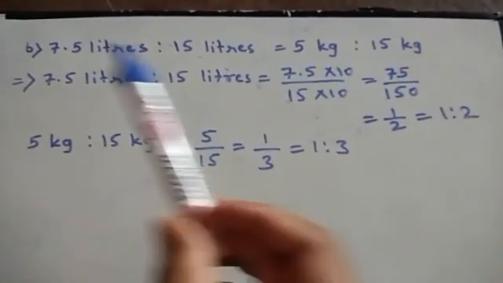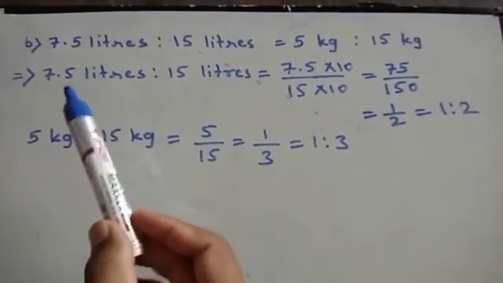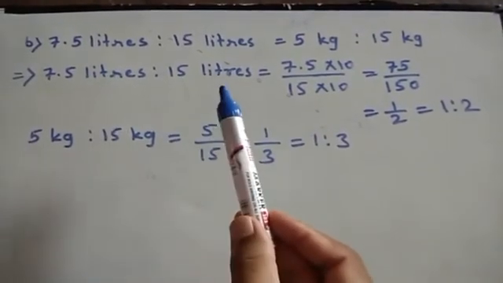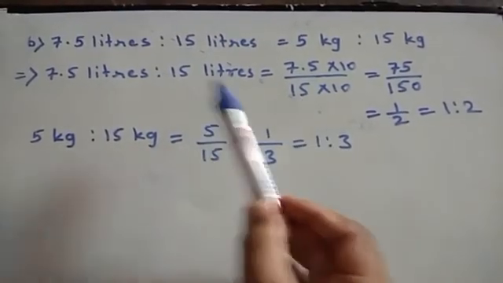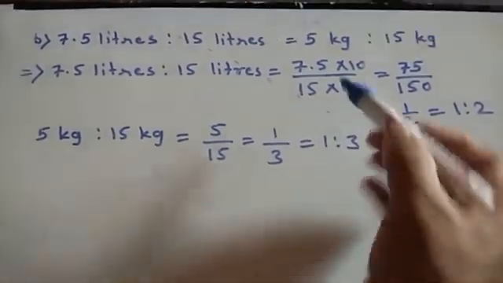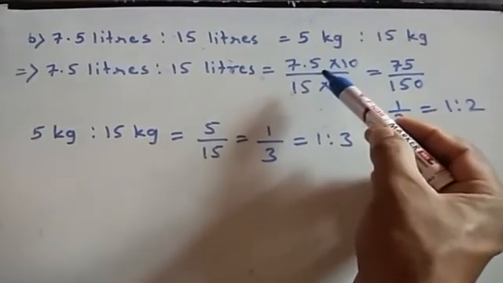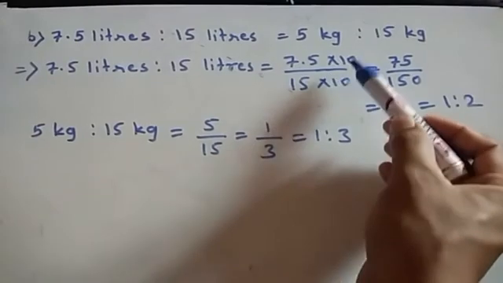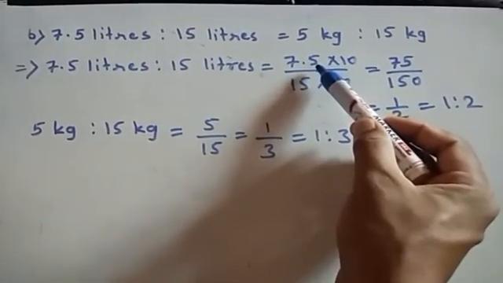Now we are going to check whether the two ratios are equal or not. Here, first is 7.5 liters is to 15 liters. Now write down this 7.5/15 as it is. Now liters will get cancelled. Here we have one decimal point in this number, so we are going to remove it by finding its equivalent fraction by multiplying with 10. Here only one digit is there in the decimal part, so I am going to multiply this number with 10.